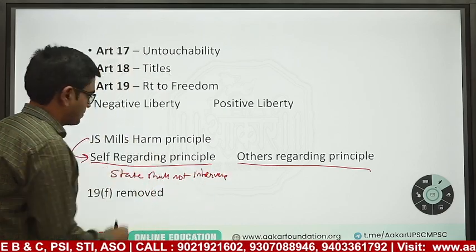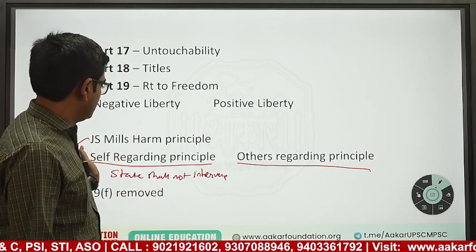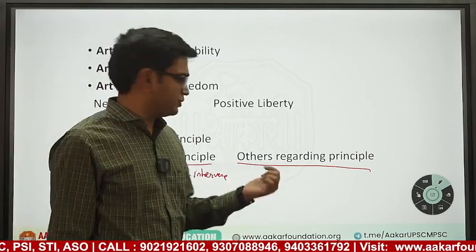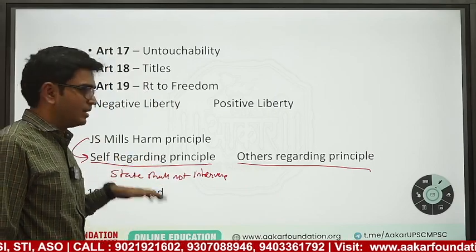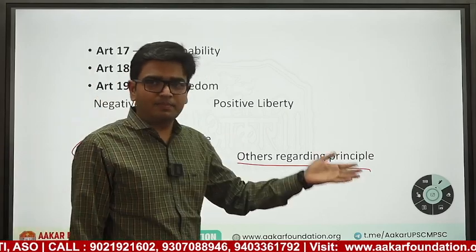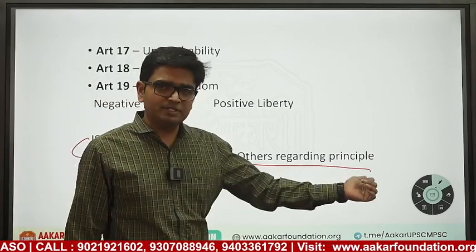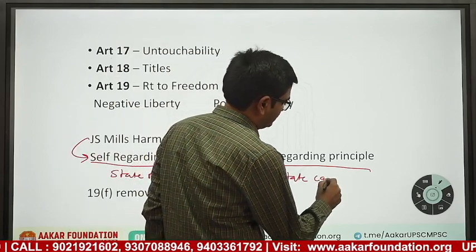Okay, so this is more of a positive liberty. The state shall not intervene if the principle of freedom is self-regarding. If there is an other-regarding principle, for example, if our liberty is harming some other person, then that's an other-regarding principle, and then the state can intervene.